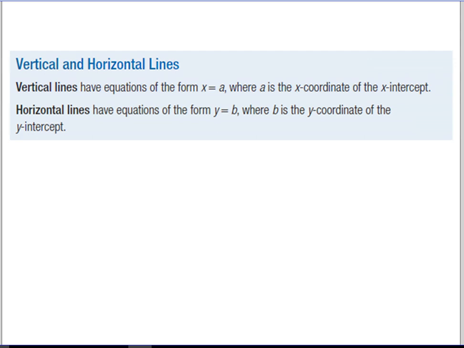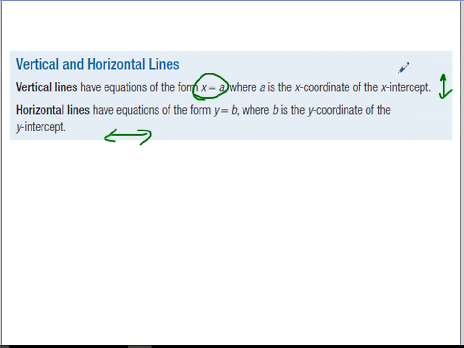Now there's 2 special cases when we have a slope. We have our vertical lines, which are up and down, and our horizontal lines, which are left and right. So your vertical lines are parallel to the y-axis. We know the y goes up and down, so it's never going to cross that y. So look at the equation. Vertical lines have the form of x equals a, where a is the x-intercept.